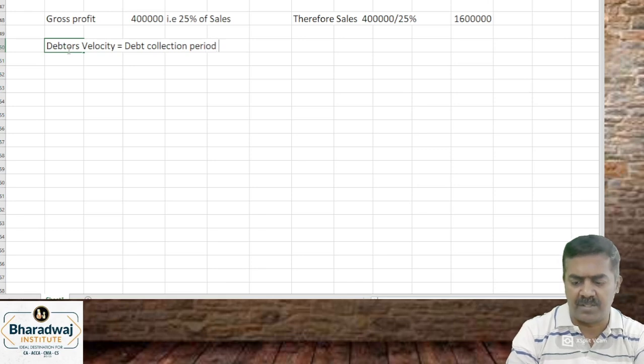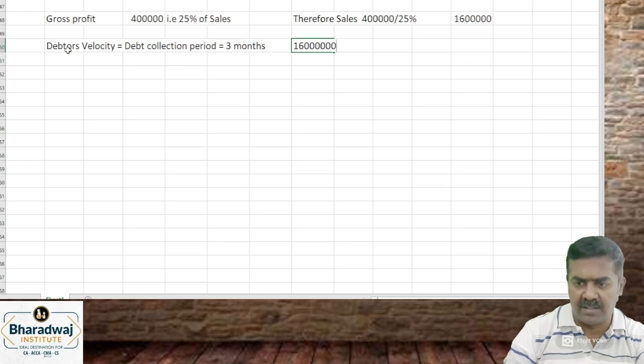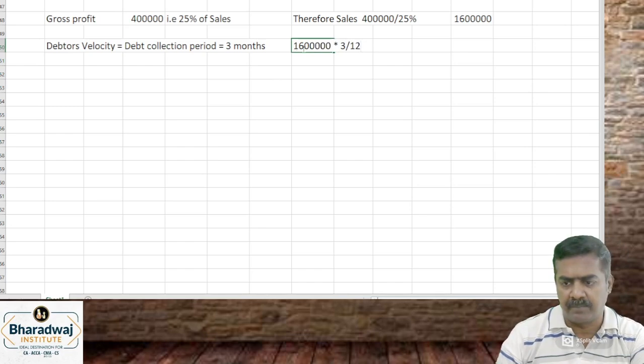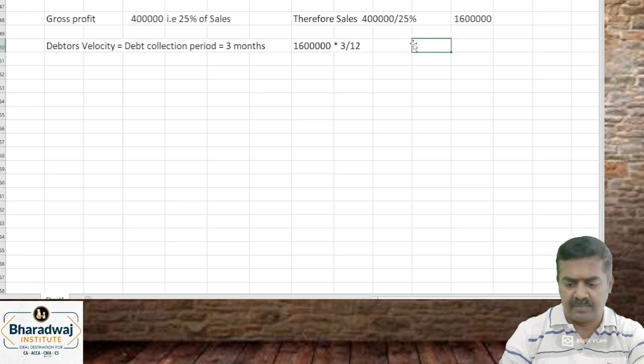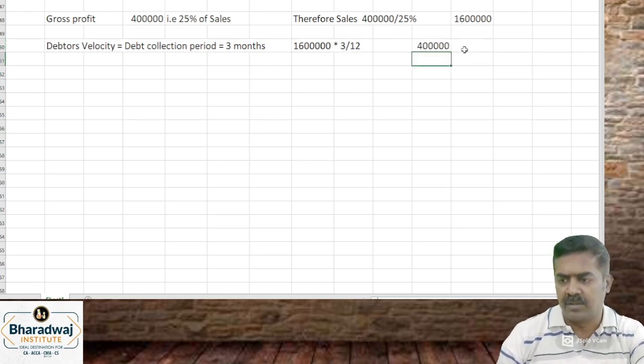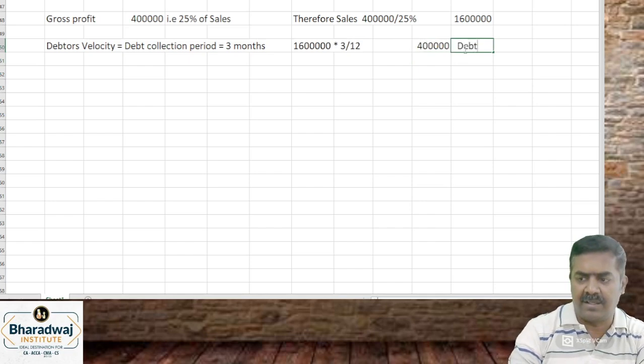Formula apply பண்றது ஒரு style. We take how many months to collect? 3 months we take to collect now. 16 lakhs வந்து 1 year ஓட sales na, அதுல 3 months time எடுத்துக்கும் collect பண்றதுக்கு. So debtors balance will be 16 lakhs into 3 by 12. எவ்வளவு இருக்கும்? 4 lakhs. This is nothing but debtors plus bills receivable.